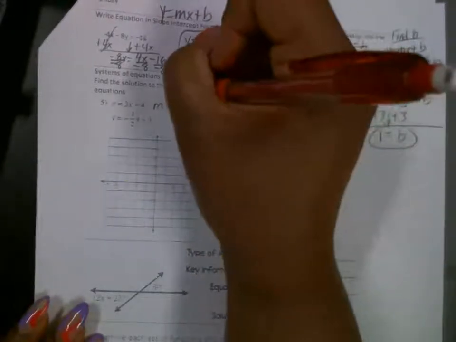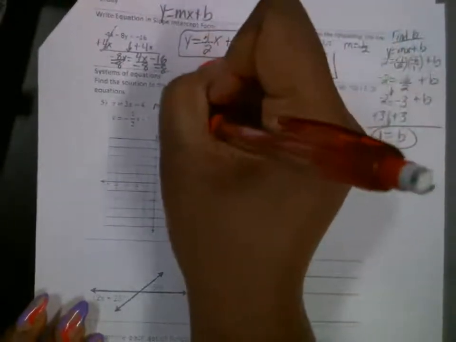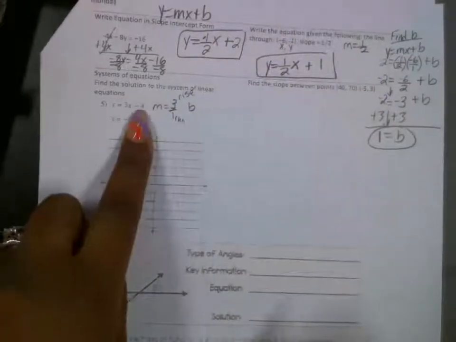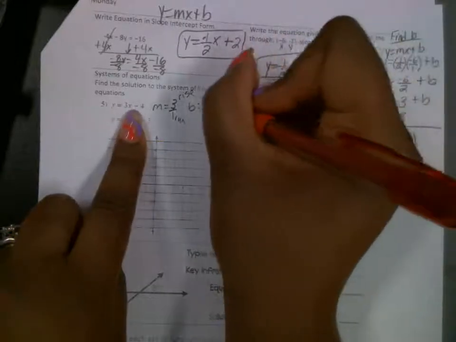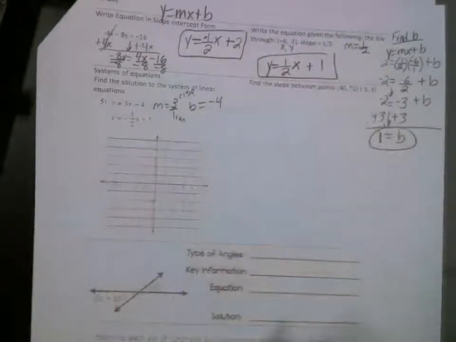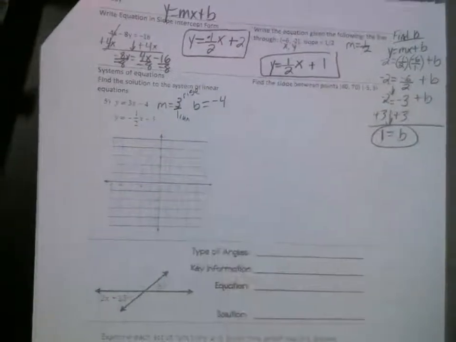The top number is your rise. The bottom number is your run. Your b is the number that has no variable attached. So your b in this equation is negative 4. That's your y-intercept. That's where the line crosses the y-axis.